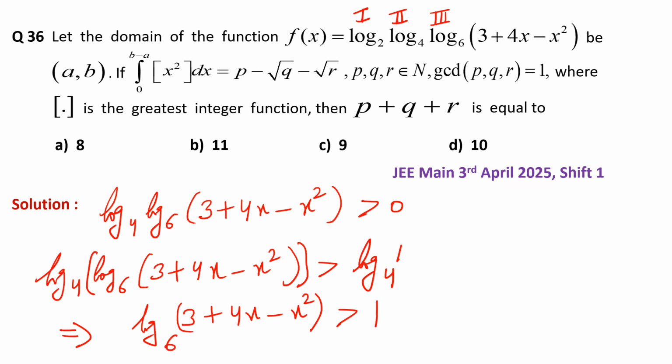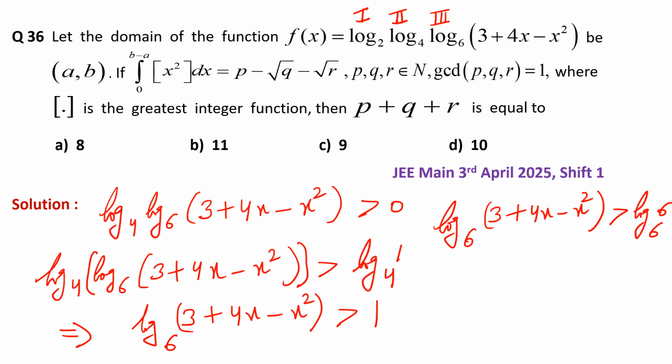Now students, we will again use the same concept and rewrite 1 as log 6 to the base 6. So now it becomes log of (3 + 4x - x²) to the base 6 greater than log 6 to the base 6. Again, it's an increasing function because it's a logarithmic function with the base 6, which is greater than 1.